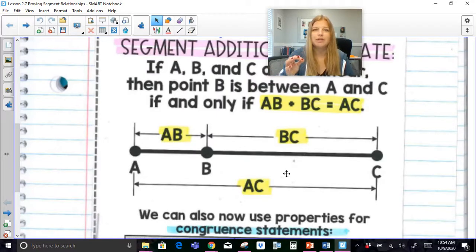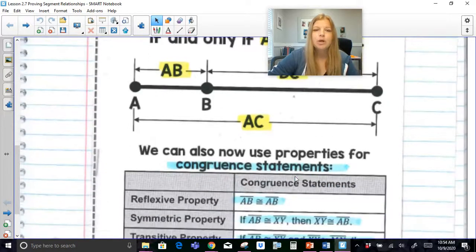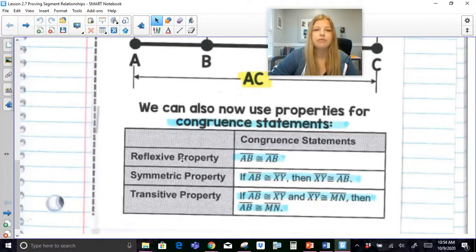But what is a new idea for us is now when we do that kind of situation in a proof, we officially give the reason for segment addition postulate. We also can use congruent statements for reflexive property, symmetric property, and transitive property. So in our previous lesson, we only did reflexive property when we were talking about the measure of a segment. Now we can actually use reflexive property for physical segments. You can always change a physical segment, the congruence, to the measure, the equal statement, but now we're actually putting it into our toolbox. We don't actually have to do that. So that works for reflexive, symmetric, and transitive.